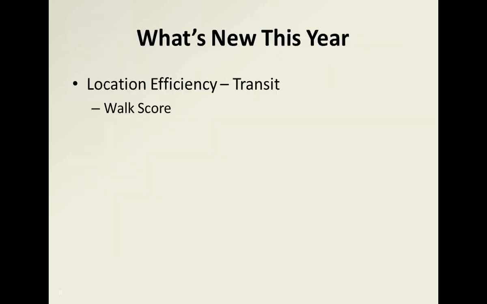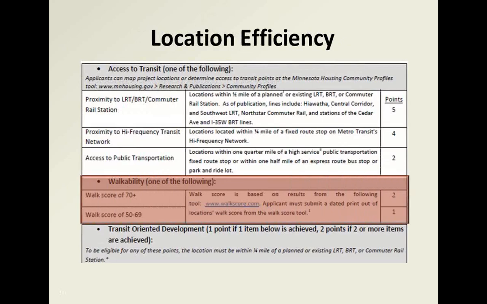So what's new this year, really, if you're familiar with the profiles before, they're basically the same. There have been some shifts in priority areas and that sort of thing, but within the location efficiency priority area in particular, there was a substantial change with the addition of walk score. So here's where you would find in the self-scoring worksheet details about walkability.